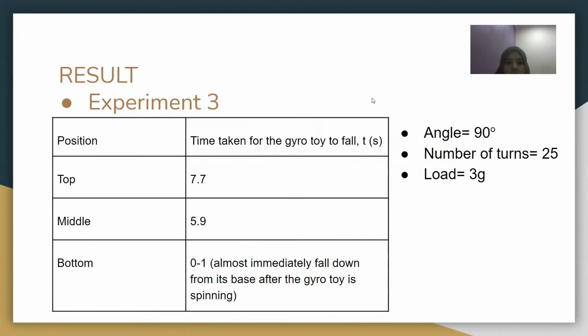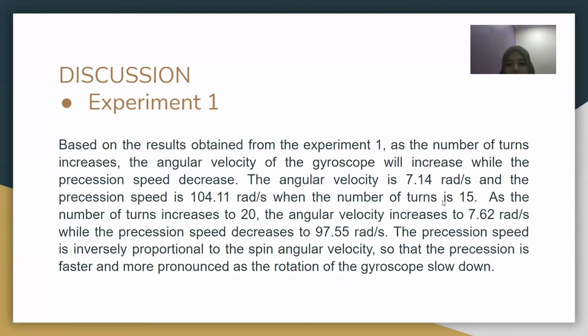For experiment 3, we fix the load at 3 grams and the number of turns at 25. With the load at the top, the time taken for the gyro toy to fall is 7.7 seconds. When we put the load in the middle, the time taken for the gyro to fall is 5.9 seconds, and at the bottom, the time for the gyro to fall is around 0 to 1 second. Okay, next.